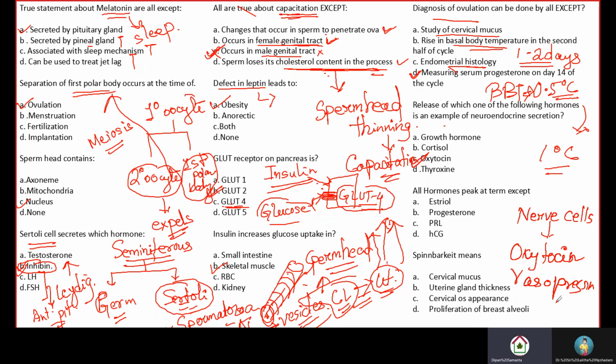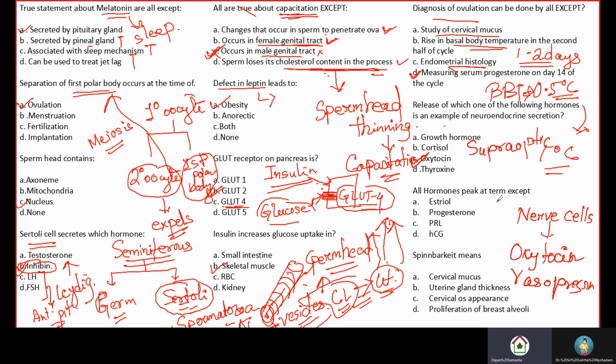So this oxytocin is secreted from nerve endings of the supraoptic and paraventricular nuclei of the hypothalamus. These endings are located in the posterior pituitary.